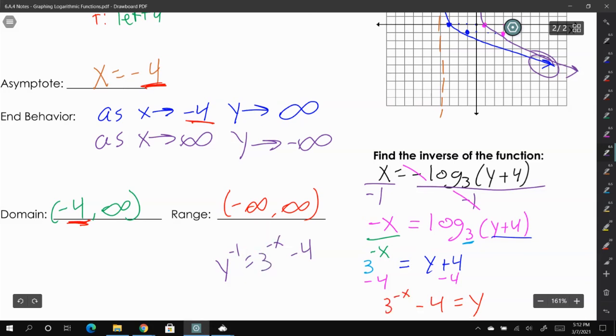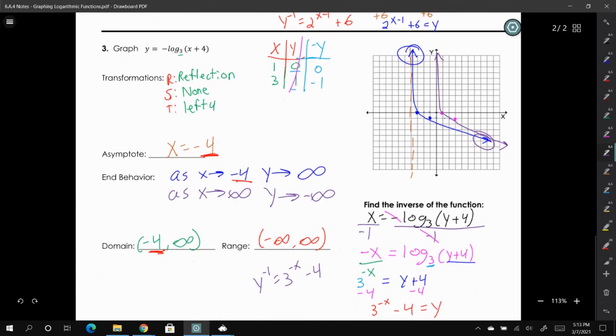So I hope that you're realizing that graphing these logs at first may have looked a little intimidating or confusing, but it really isn't that bad once you look at everything and see how it all fits together. So I hope that this makes sense and that it makes life a little bit easier.